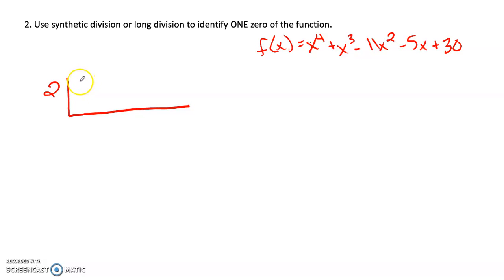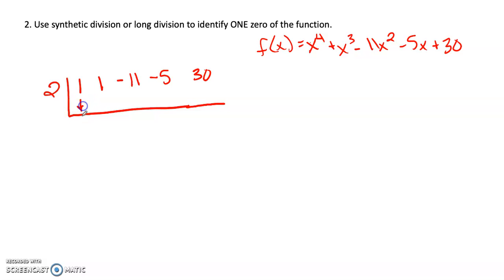So for synthetic division, you're going to list out all of the coefficients in the polynomial. So I've got a leading coefficient of 1, 1, negative 11, negative 5, and 30. And our goal here is to test out this x equaling 2, and hopefully we get a remainder of 0 at the end, and that'll tell us if we've got a factor, a solution.